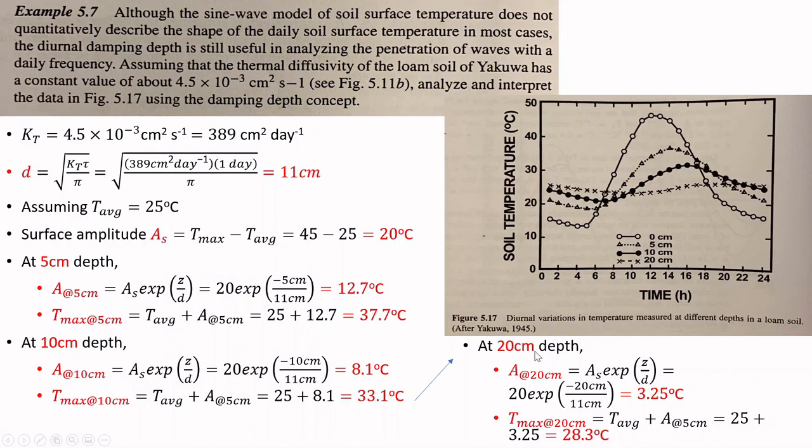And if you look at 20 centimeter, using the same method we get a T max of about 28.3. Looking at the variation, it's also very close to 28 degrees Celsius. So this method of estimation for daily frequency using the damping depth is quite useful in this sense.